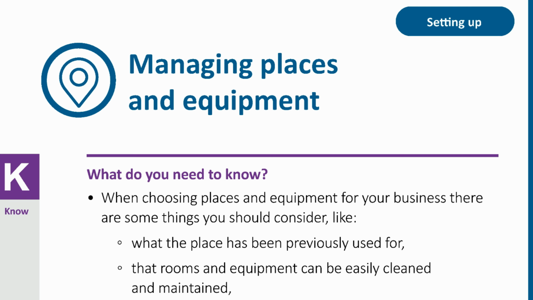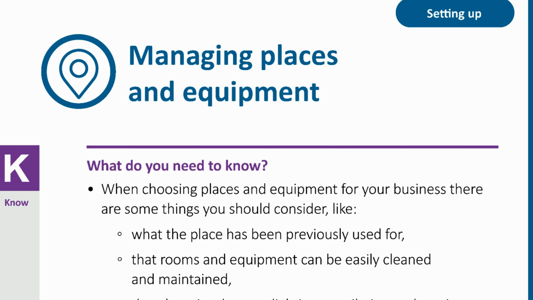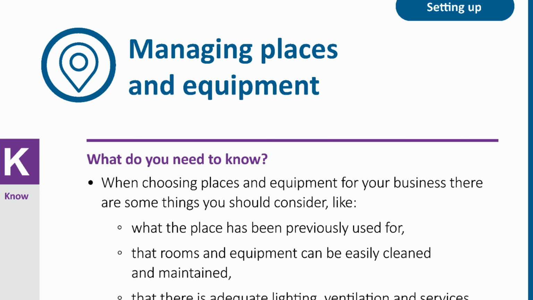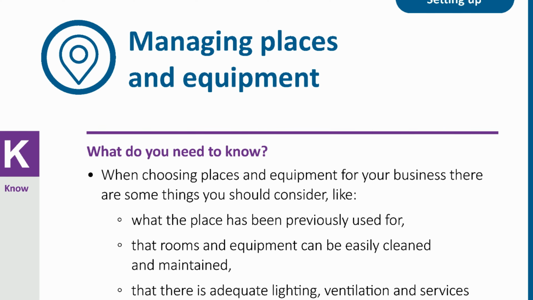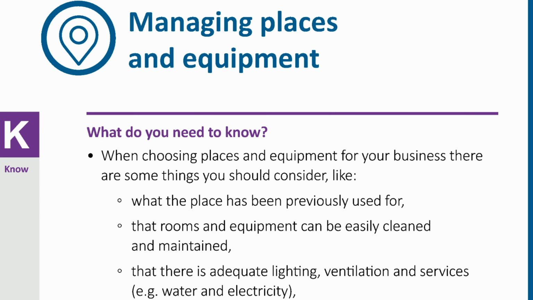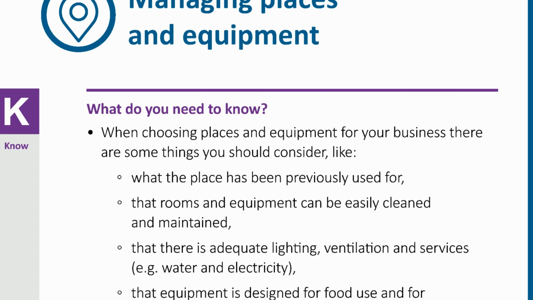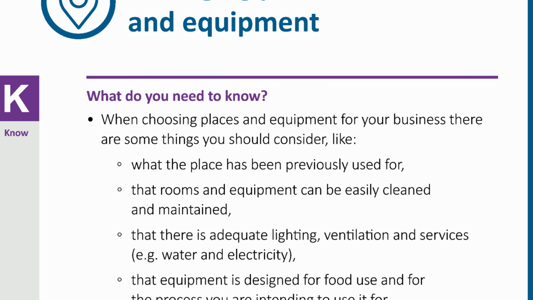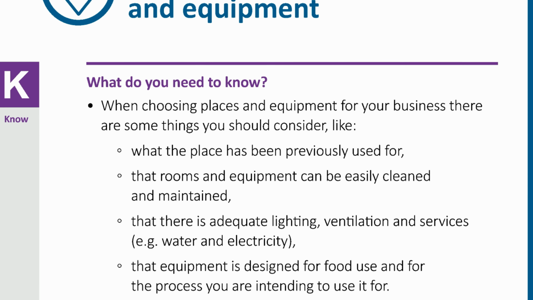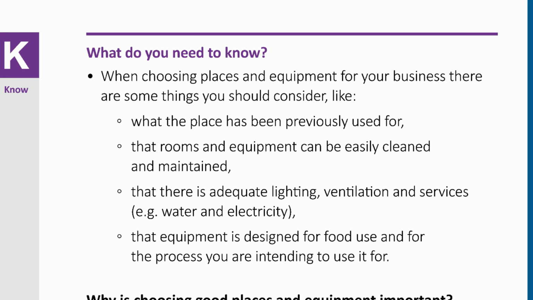When choosing places and equipment for your business, there are some things you should consider, like what the place has been previously used for. That rooms and equipment can be easily cleaned and maintained. That there is adequate lighting, ventilation and services, such as water and electricity. That equipment is designed for food use and for the process you are intending to use it for.